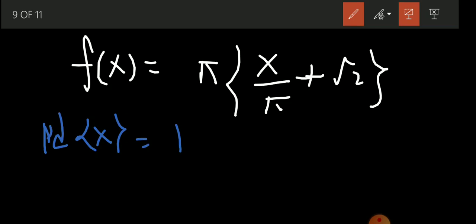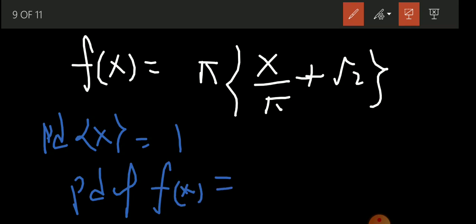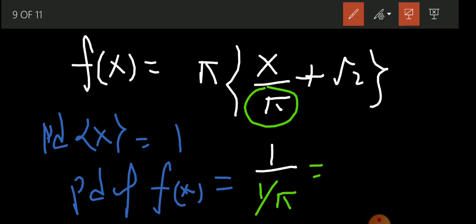So what will we write for the period of this f(x)? We write 1 upon the coefficient of x, as you have to divide by the coefficient of x. What is the coefficient of x over here? The coefficient of x is pi, so we have to divide 1 by pi, and the final answer is 1 divided by pi, which is 1 upon pi. Sorry, dividing by the coefficient gives the period of f(x) as 1 upon pi.